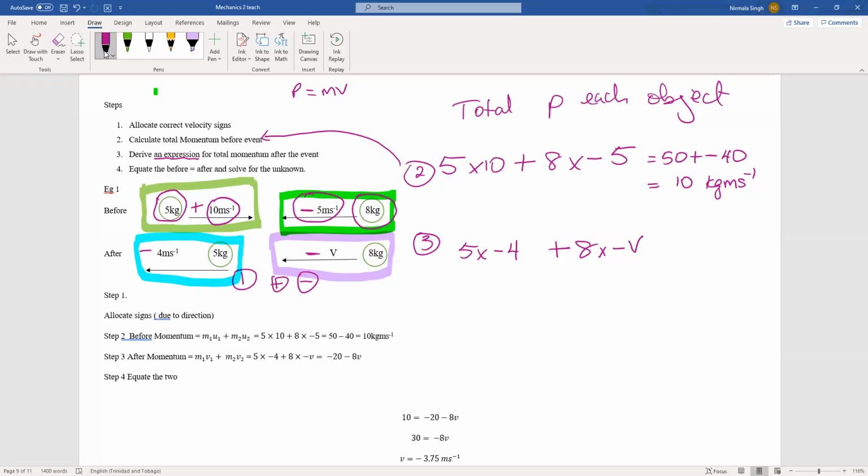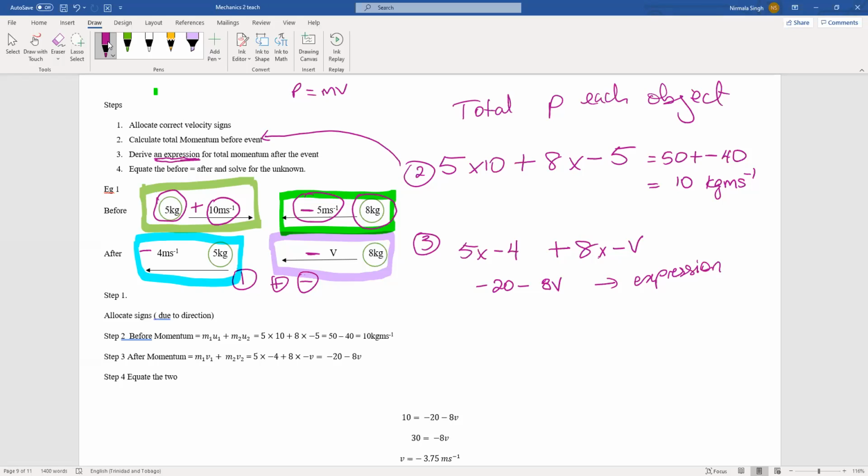Let's simplify this to see what we get. 5 times minus 4 is minus 20. 8 times minus v is minus 8v. Now this is an expression because we cannot simplify it anymore. v cannot be added to or subtracted from a number, so we can't say 20 minus 8 is 12. It has this v, and we do not know the value of v. So we leave the expression, and this is what they meant when they said we derive an expression. An expression is a number and letter that cannot be simplified.